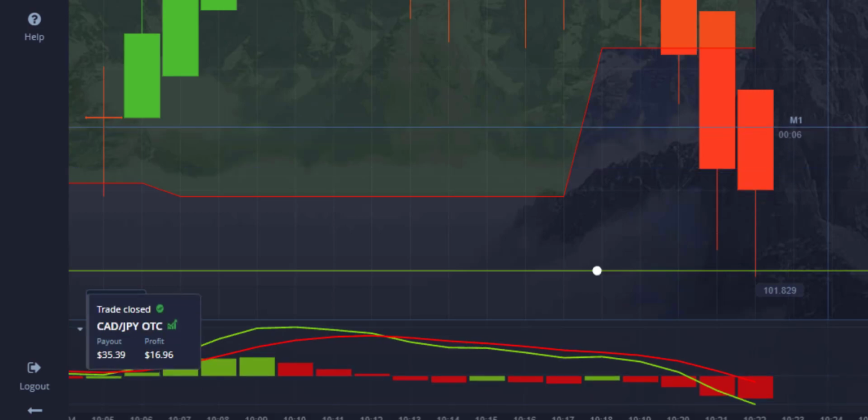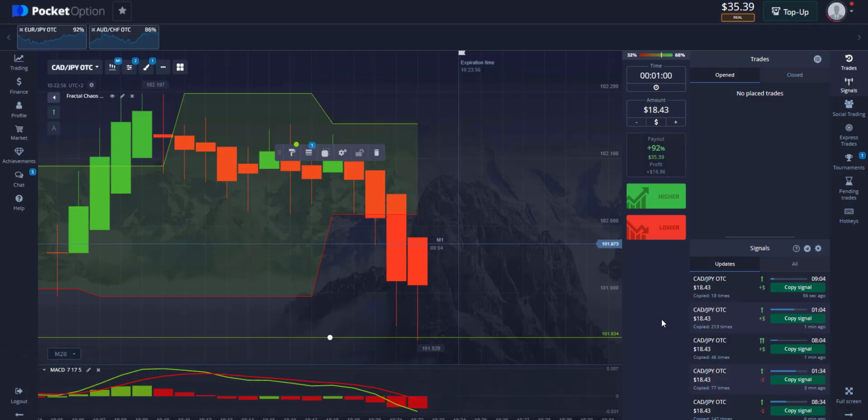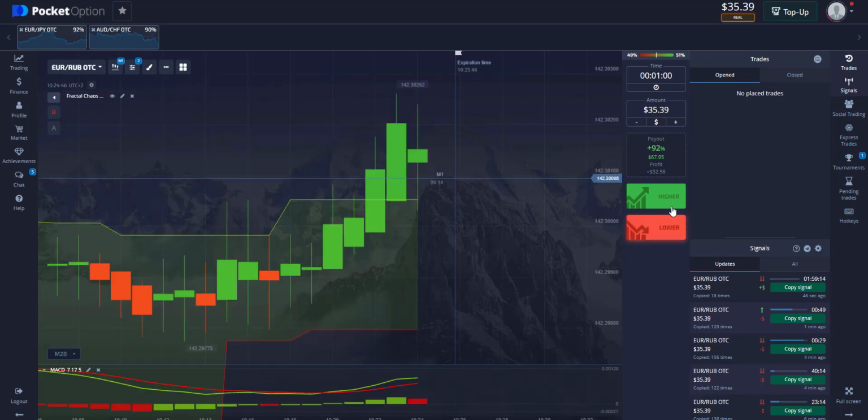The trade closed successfully and now we have $35.39. Here too, as you can see, I got a higher trade because the trend is higher. We had a top in this market but the higher was broken, so the market will try to go lower.